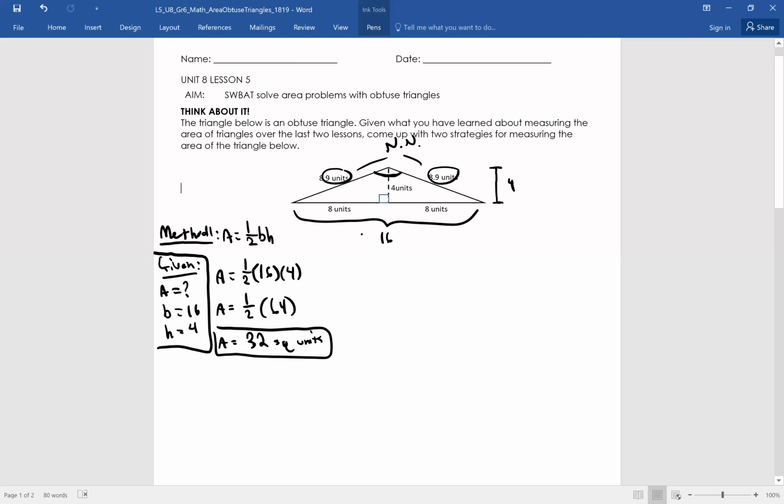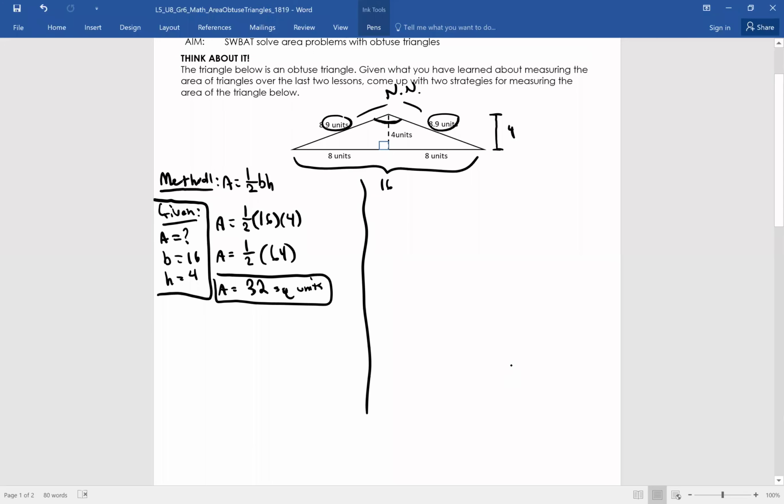The second method was we split the triangle into two triangles. We figured out each area, and then we added those together. So I'm gonna put M2 for method 2, and I'm gonna say that A is equal to 1/2 B1 H1, and you all know why. That's the base of the first triangle, and H1 is the height of the first triangle, plus 1/2 times the base of the second times the height of the second. That's the formula we'll be using because we're adding the areas of the two triangles.